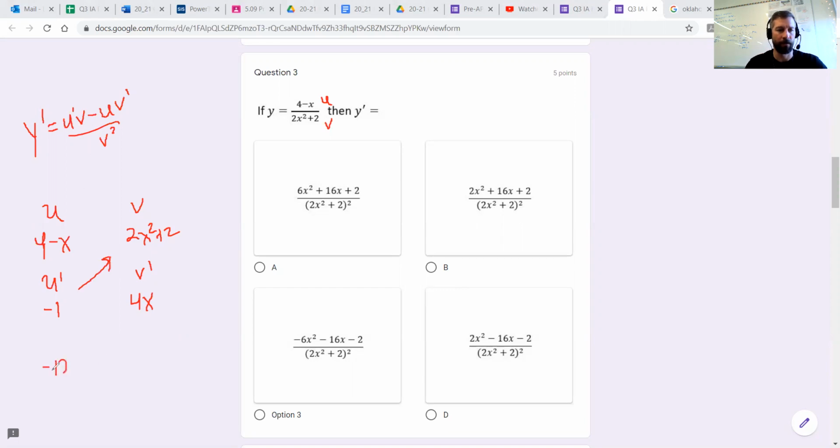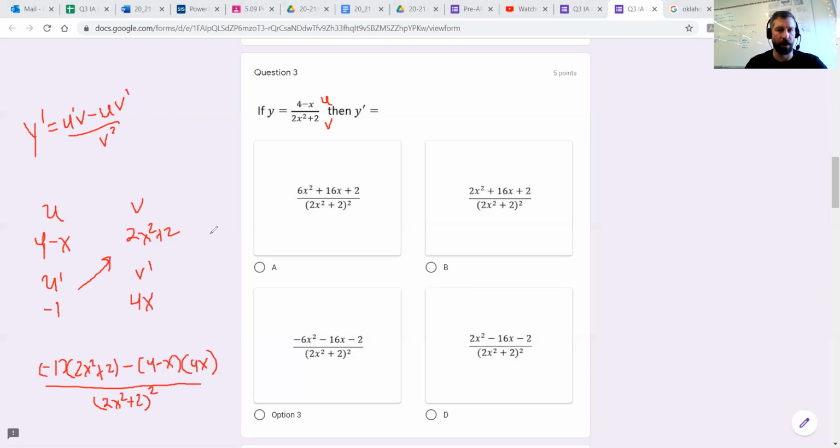And then we can just go in that order, u prime times v, minus u times v prime, so we're going across that diagonal now, times 4x, and that's all over v squared, so this whole 2x squared plus 2 squared. Now in a problem like this, you'll see that none of these are the correct answer.